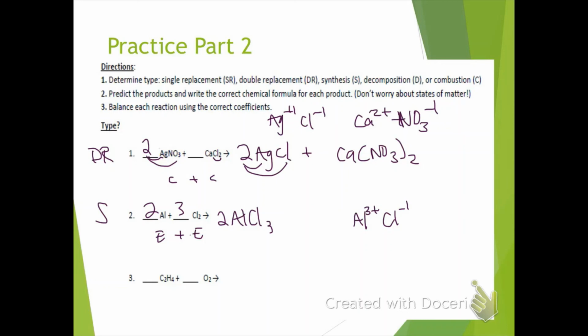Lastly, number 3, we see our hydrocarbon plus oxygen, which is always going to be combustion. And what does combustion always make? Carbon dioxide and water. Then we're going to need to balance it, so we'll need 2 carbons on both sides, 4 hydrogens. So that ends up giving us 6 hydrogens here, so 3 times 2 will be 6.